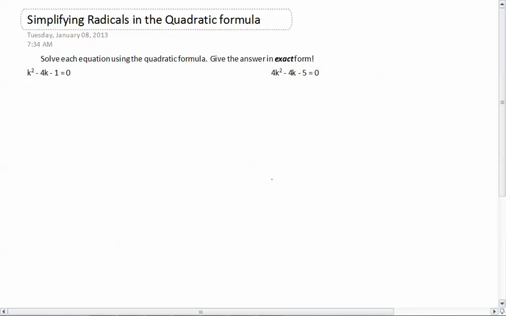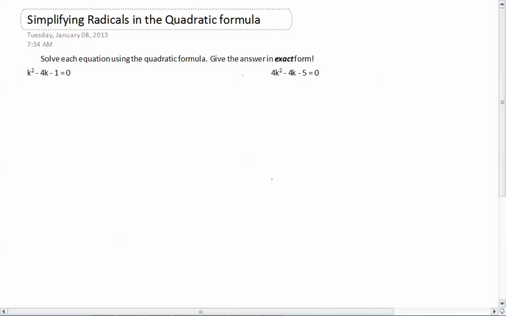Alright guys, in the next 5 minutes my goal is to go through two quadratic equations, solving using the quadratic formula. Of course these could be finding x-intercepts, it doesn't necessarily have to be that, but it could be. And of course in this situation we're going to be looking at giving the answer in exact form.